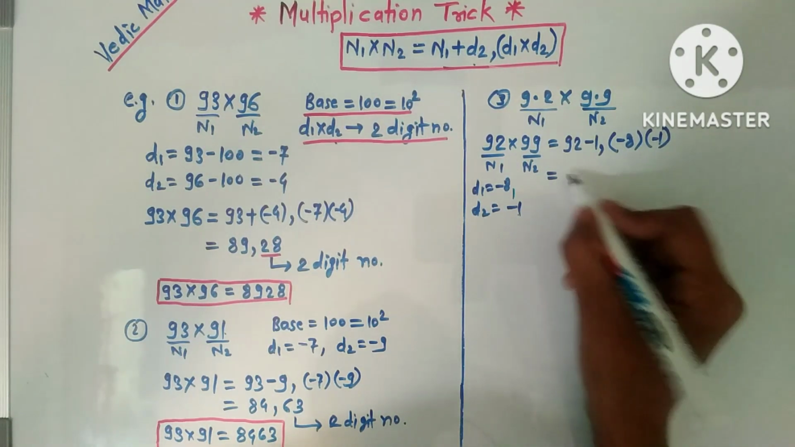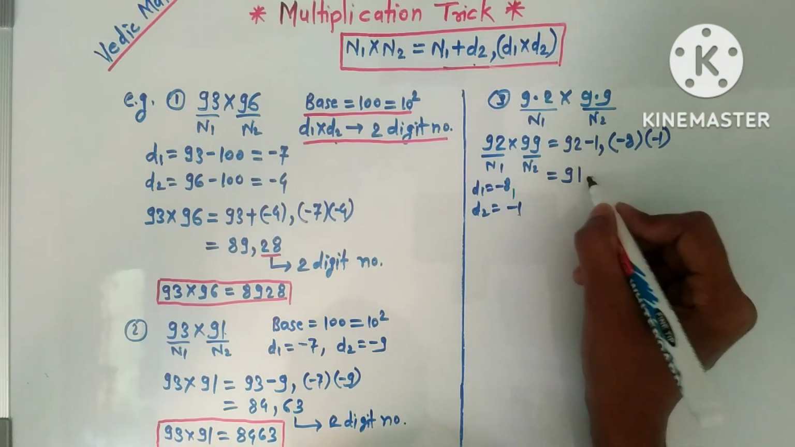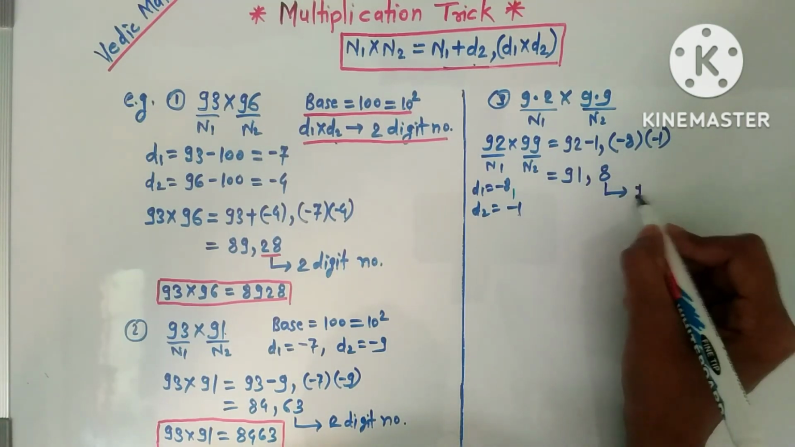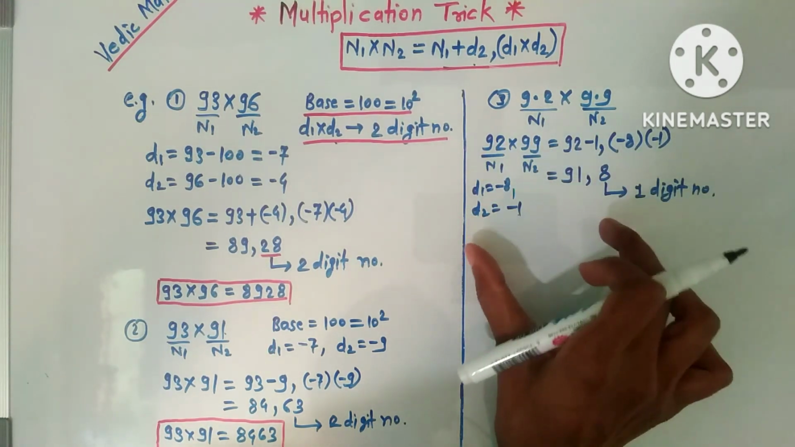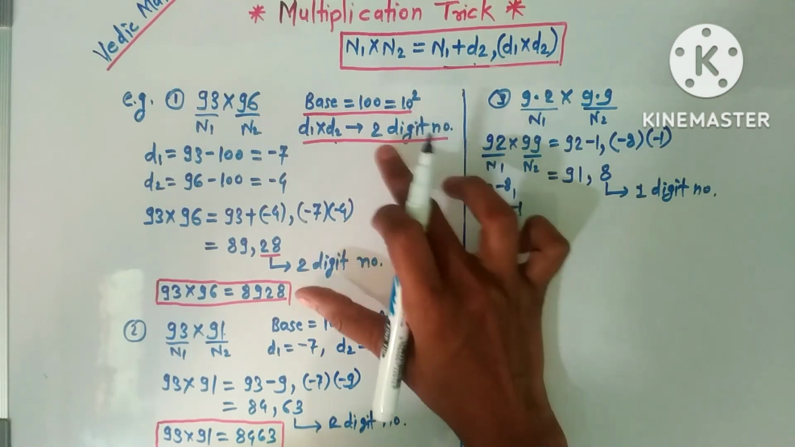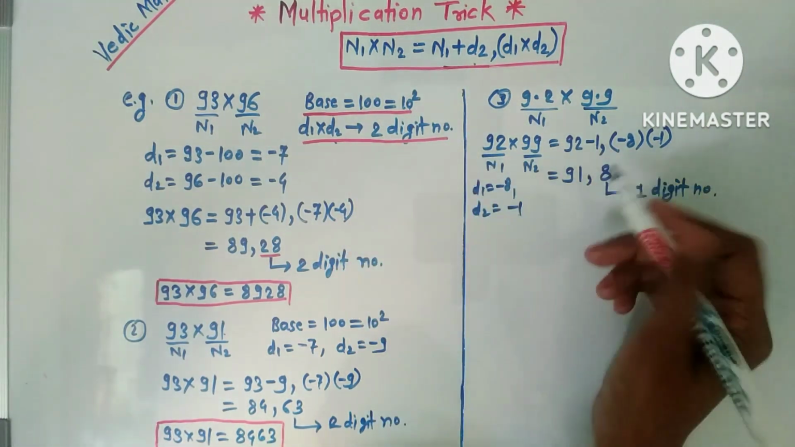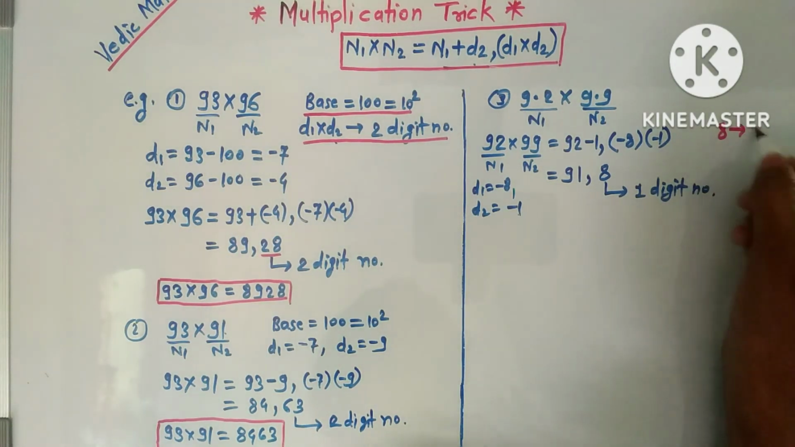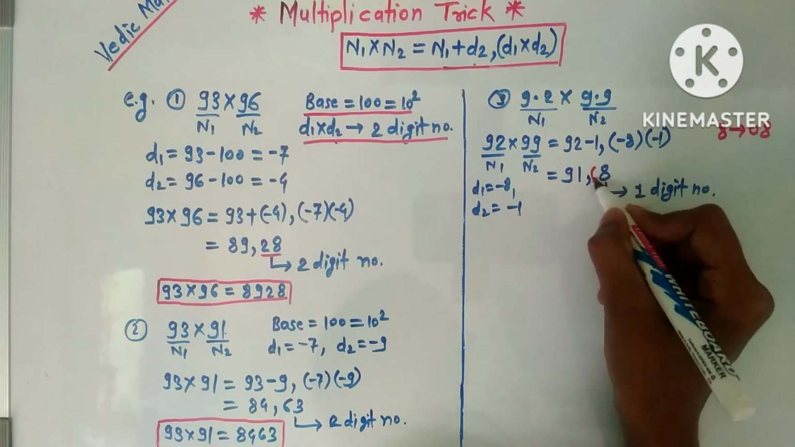See, 92 minus 1 is 91, and comma, minus 8 into minus 1 is 8. Now see, this is a 1-digit number, but here the base considered is 100, that means 10 raised to power 2, and for base 10 raised to power 2, the product D1 into D2 should be a 2-digit number, but here it is only a 1-digit number. So to convert it into a 2-digit number, we can write 8 as 08. To make it a 2-digit number, we will take a 0 here.